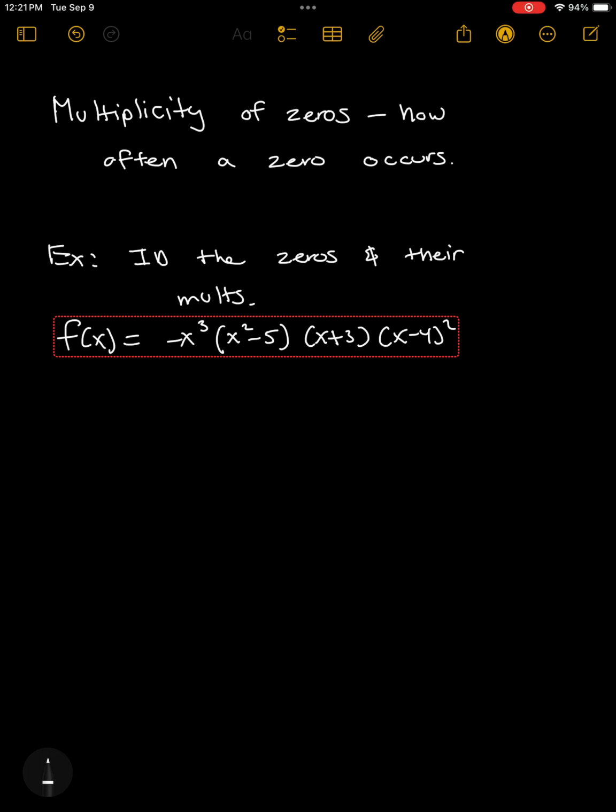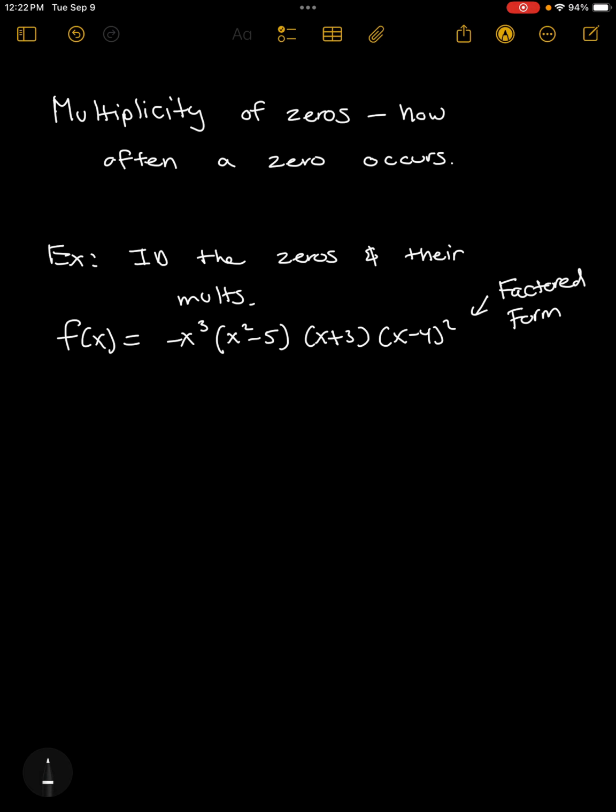All right, so in this video, we're going to talk about multiplicity of zeros. Over here, I wrote down the definition. A multiplicity of zeros is how often a zero occurs. Let's just take a look at this example right here. Notice this example is in factored form. The key is that the multiplicity of the zeros can be found when it's in factored form.